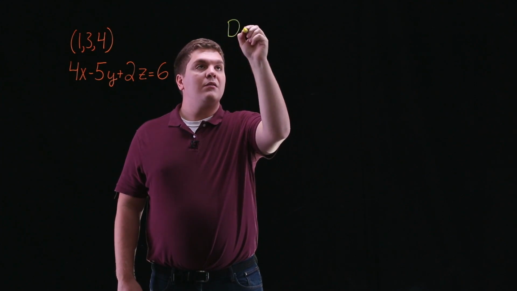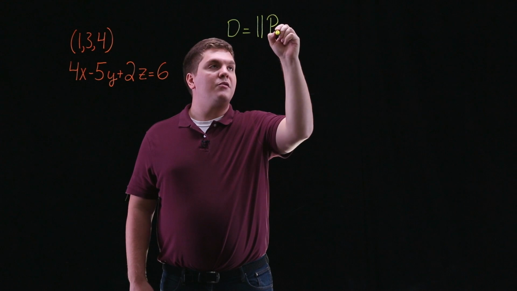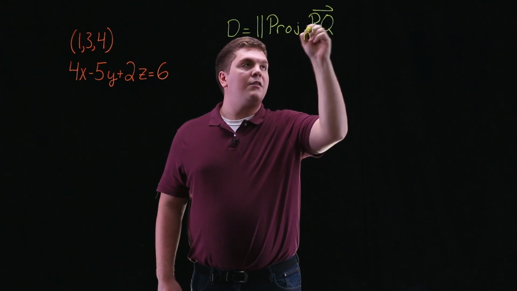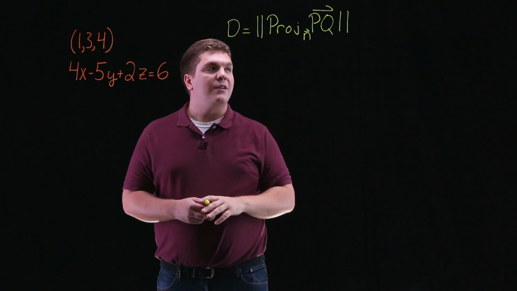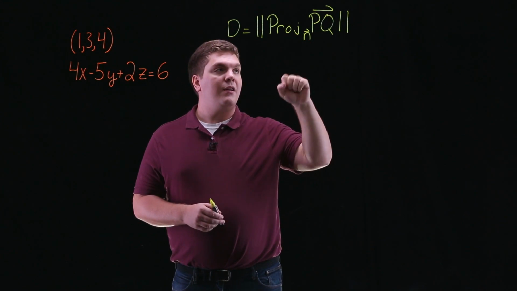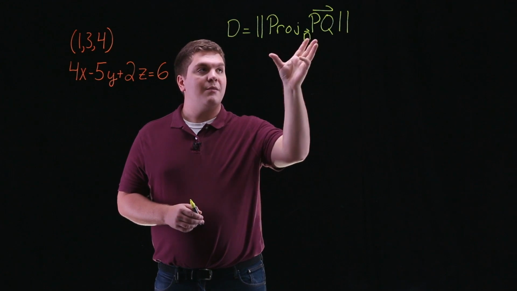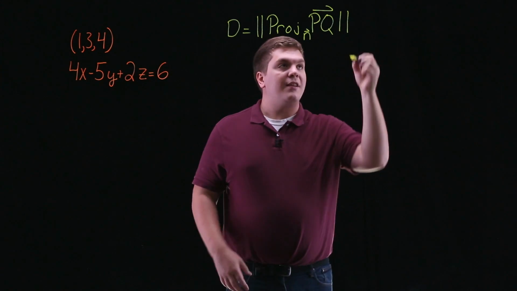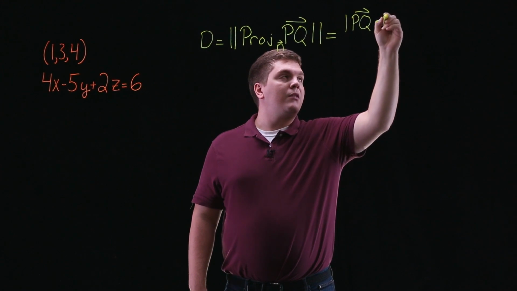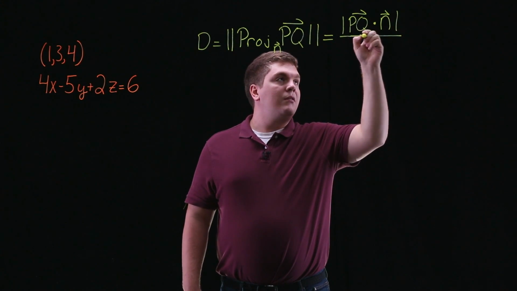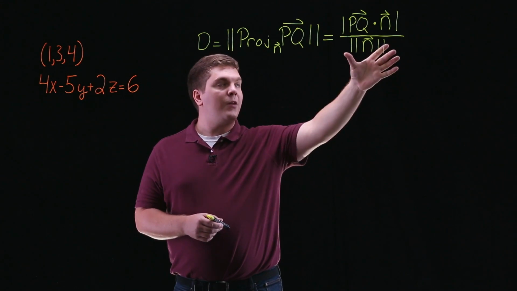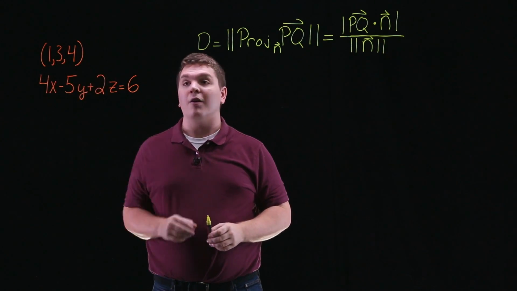The distance is equal to the magnitude of the projection of PQ onto some vector n. What this is really telling us is that if P is a point on our plane, Q is a point not on our plane, and n is a vector normal to our plane, the distance is the magnitude of this projection vector. And we know that this is equal to the absolute value of PQ dotted with n, divided by the magnitude of n. This is what we're going to use to find the distance between this point and our plane.